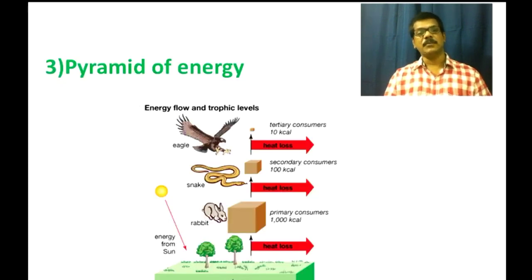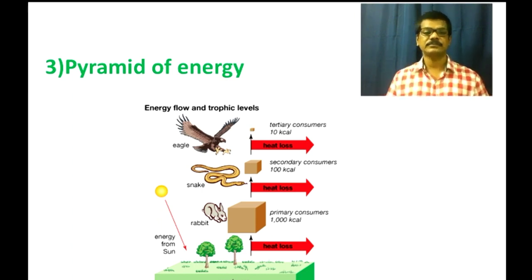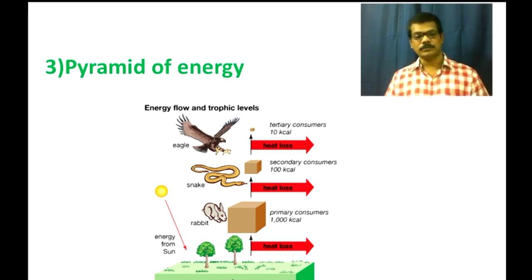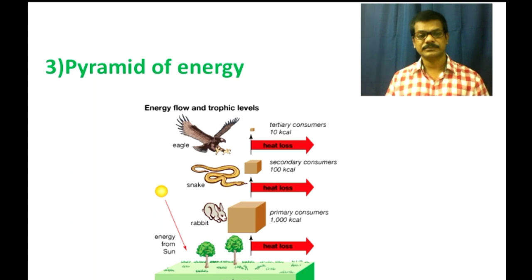Let us see the next type of pyramid, that's the pyramid of energy. When we are discussing the pyramid of energy, you have the information that the energy flow in an ecosystem is unidirectional, and further it follows a 10% law. So we need to apply the same law to the pyramid of energy also.